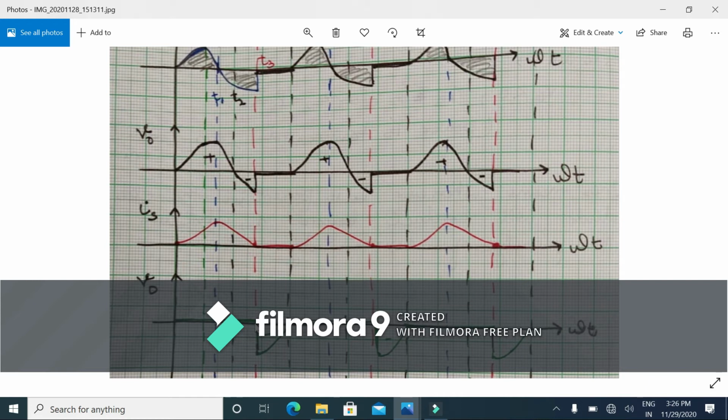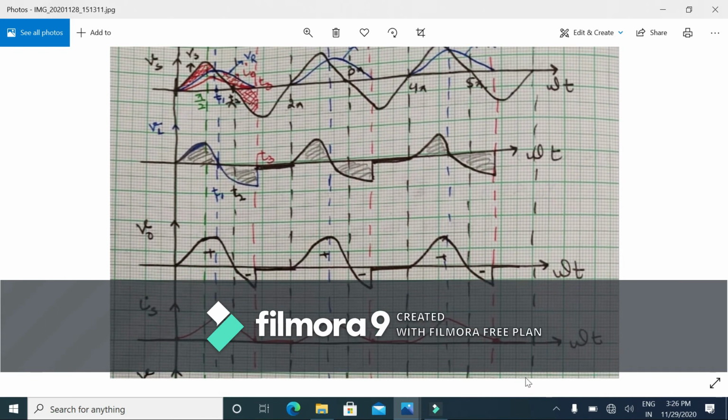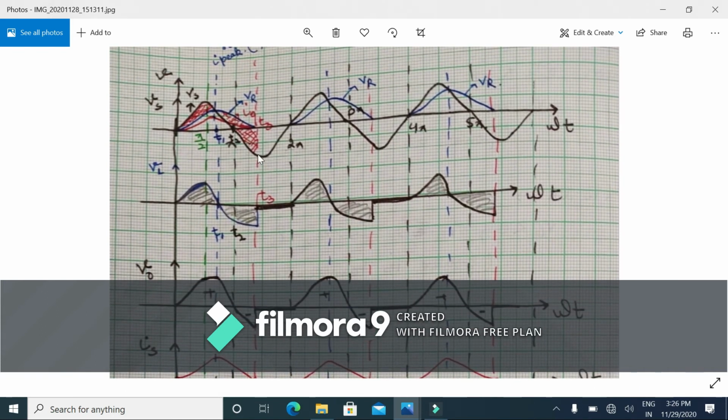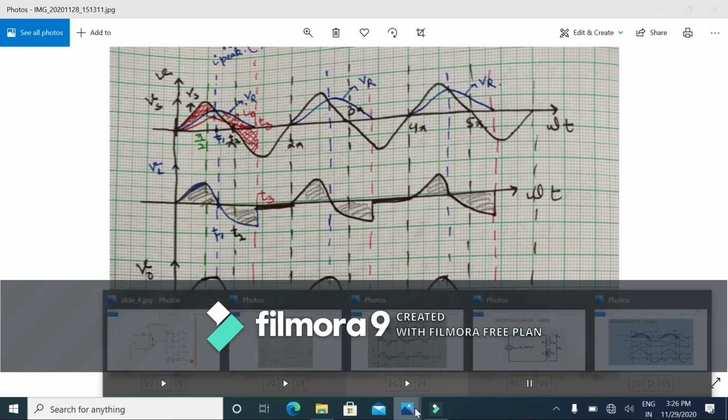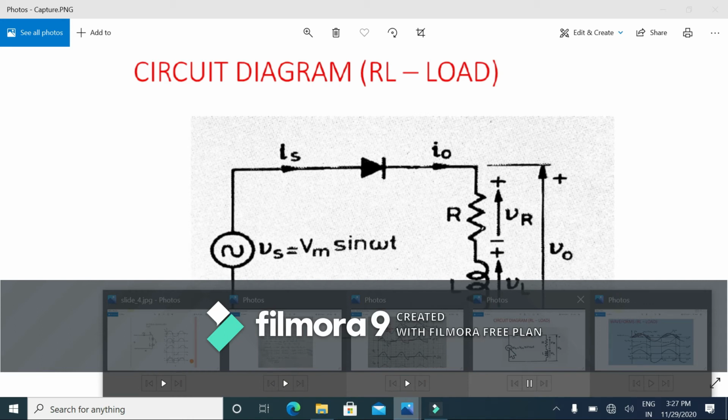And once this diode becomes reverse biased, there will be reverse voltage across the diode, and I am showing from this T3 to this 2 pi interval that it will follow the source voltage, that is the negative voltage. Now, one question arises: how is this output voltage negative from this T2 to this T3 interval, and whether our diode is forward biased or reverse biased.